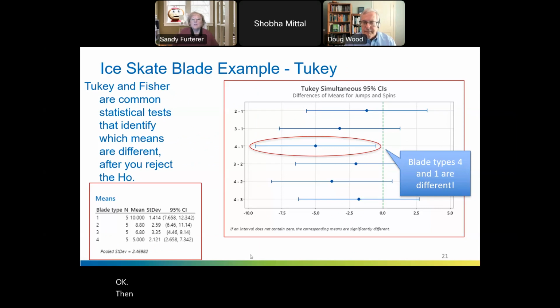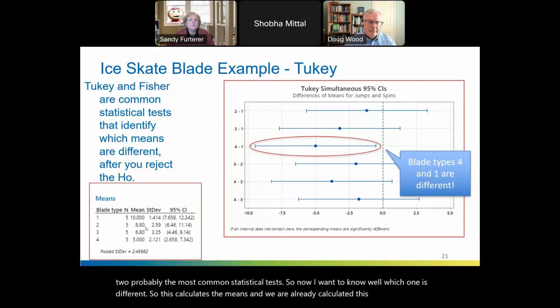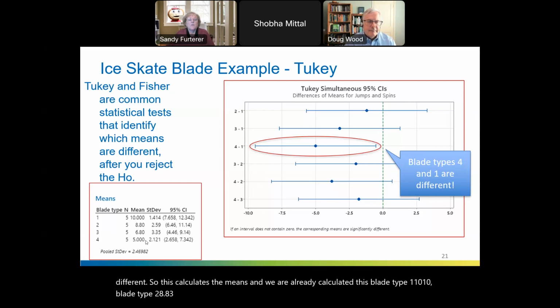Then I told you there was another test. I'm going to use Tukey. There's also Fisher. There are two probably the most common statistical tests. So now I want to know, well, which one is different? So this calculates the means, and we already calculated this. Blade type 1 is 10, blade type 2 is 8.8, 3 is 6.8, and 4 is 5. And then you have the confidence interval and standard deviation there.